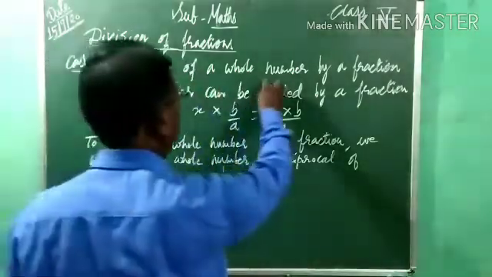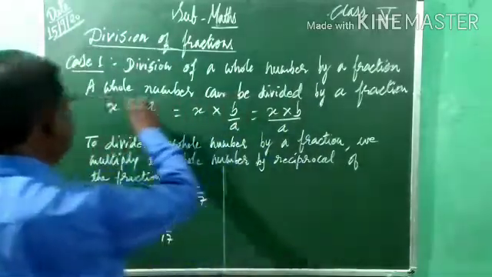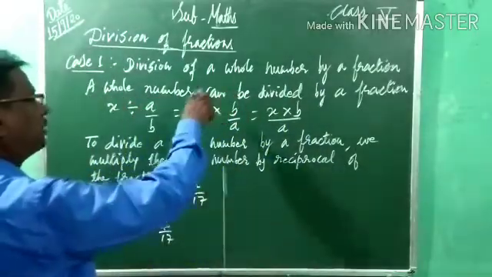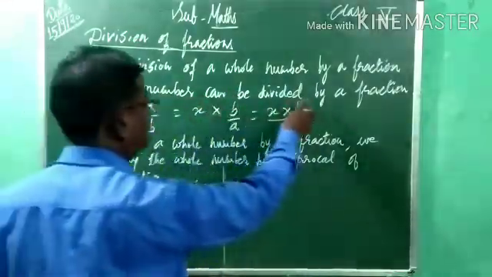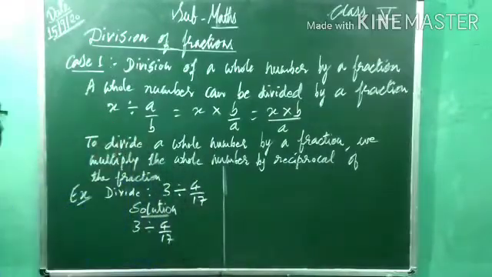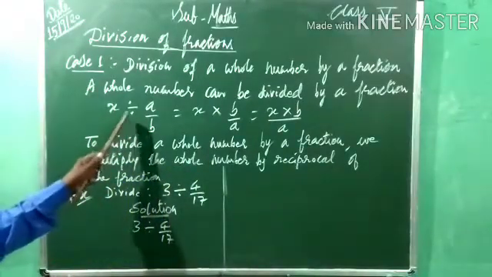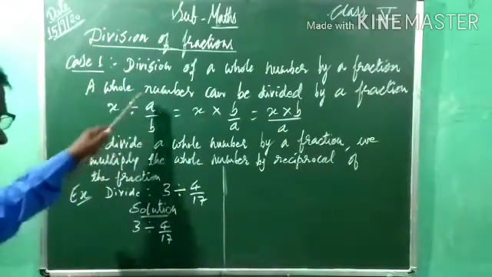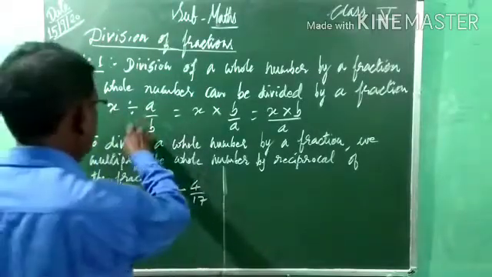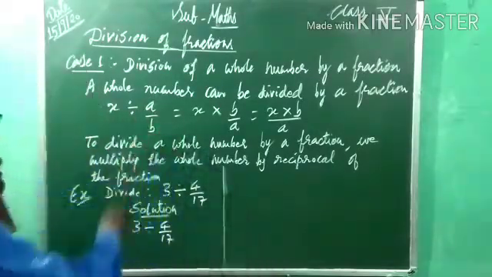Division of a whole number. We can divide a whole number by a fraction. A whole number can be divided by a fraction. Suppose x is a whole number, divided by, this is the symbol of divide, and the fraction is a by b. Whole number divided by fraction, equal to x divided by a by b.